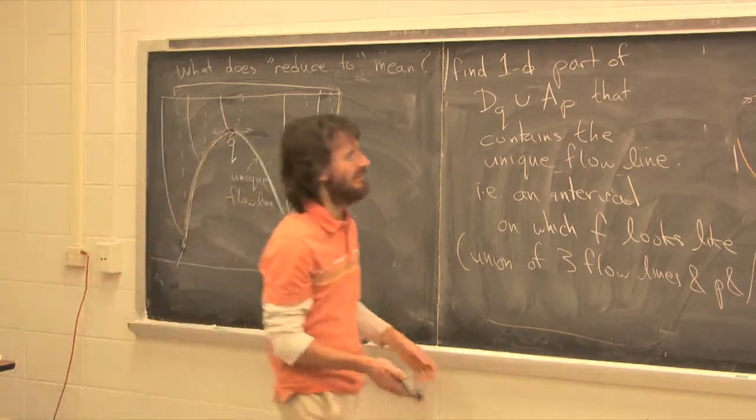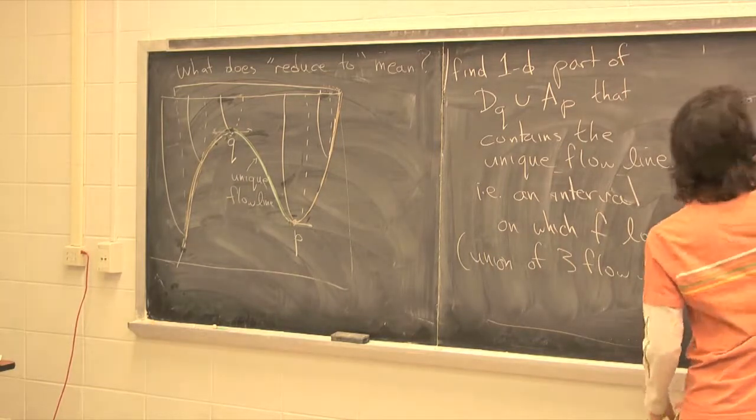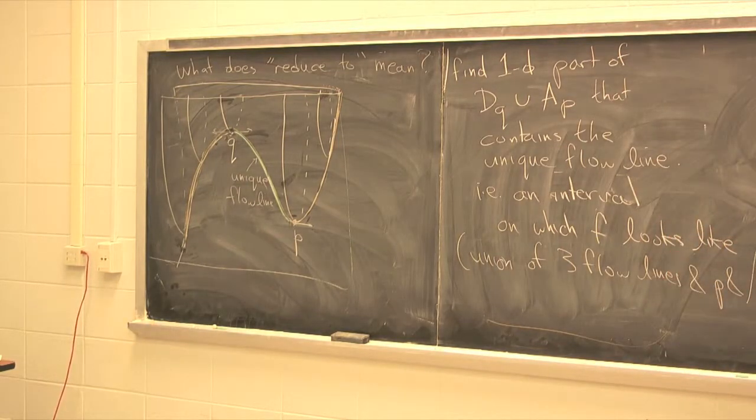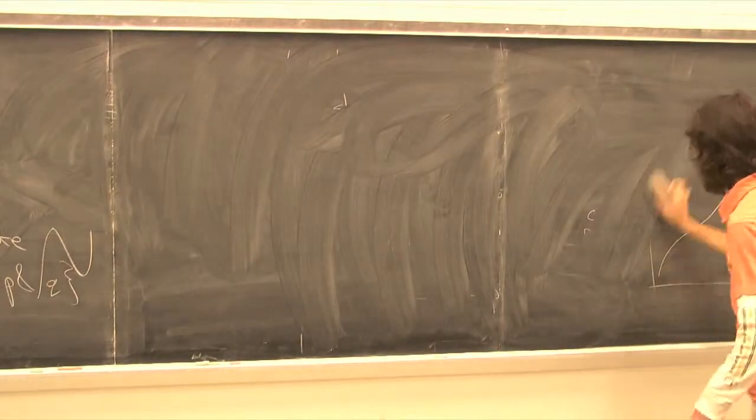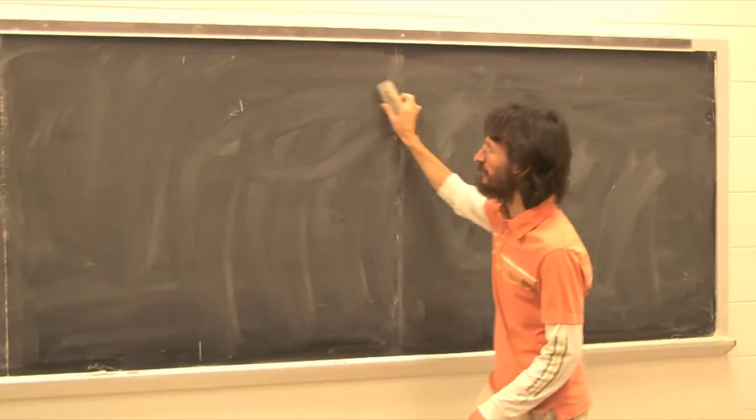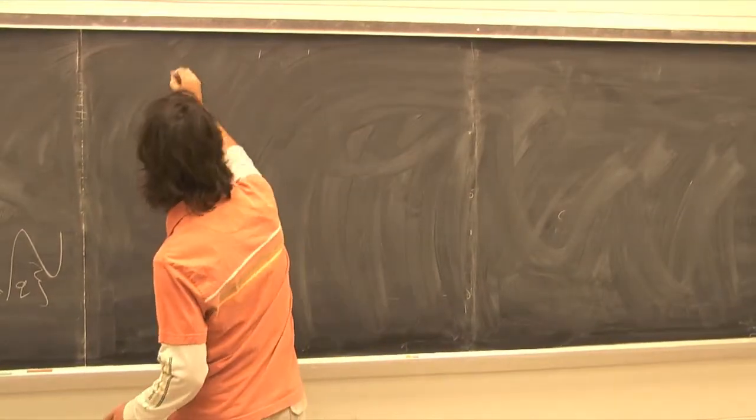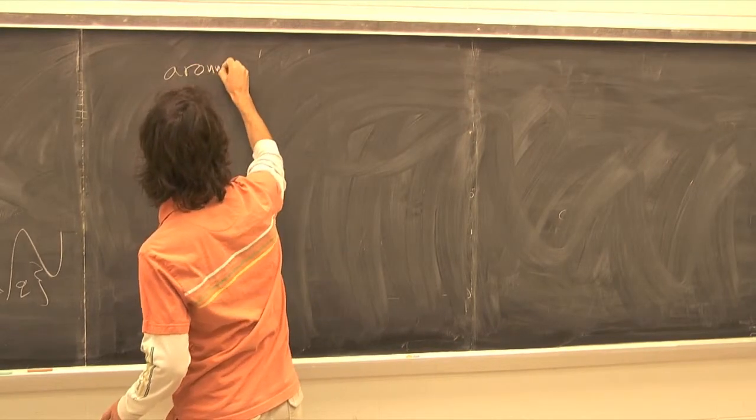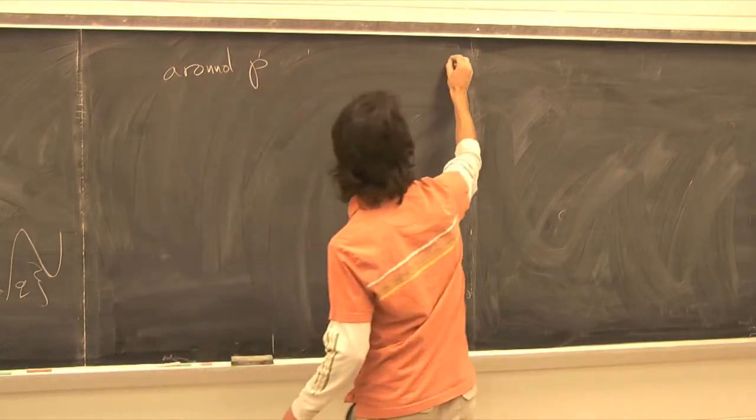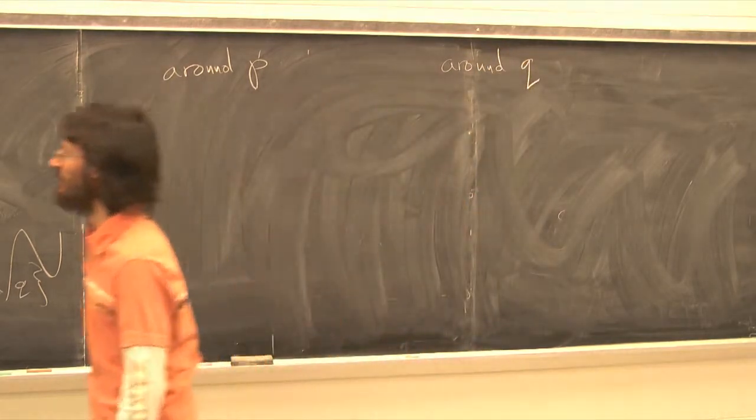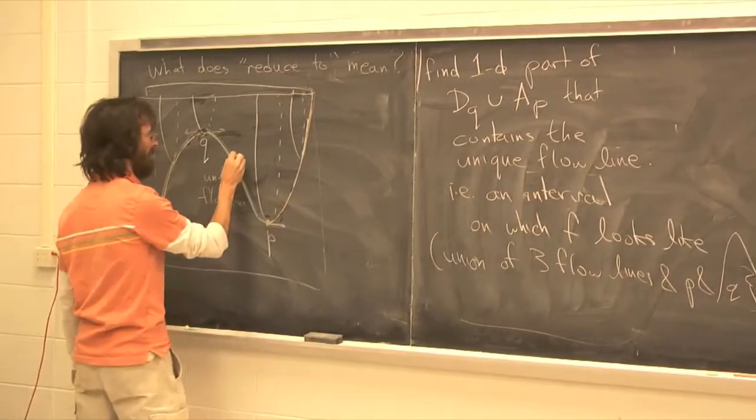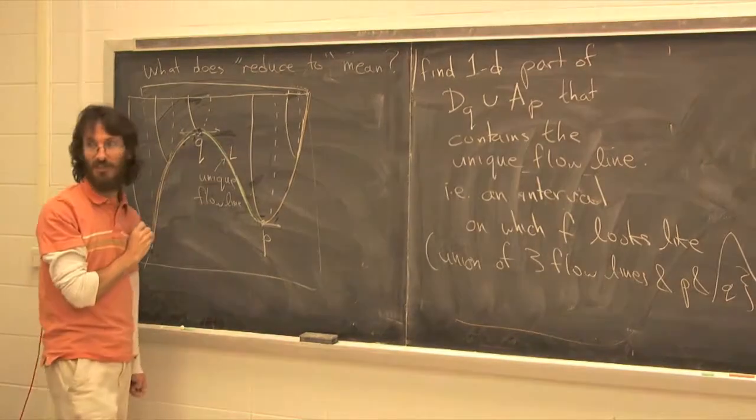But there's not necessarily coordinates that put them together. There's not necessarily a single chart around both of them. That's a good point, right? So maybe I should say this a little bit. Around P we have some charts, and around Q we have a chart, right? Let's give a name to this unique flow line. Let's call it L. Okay, that's our unique flow line.